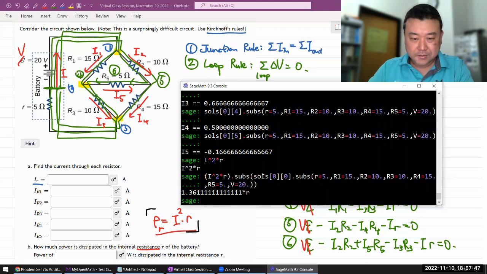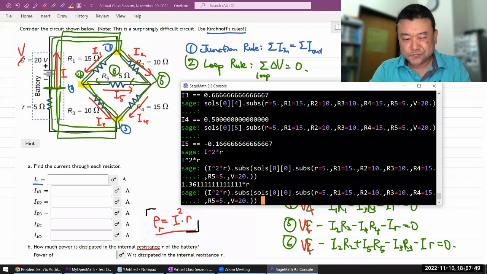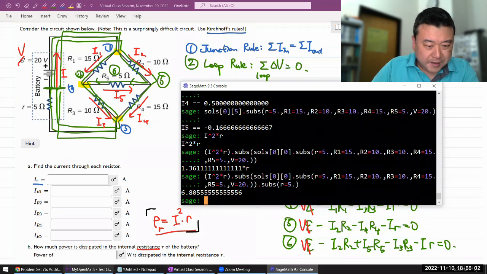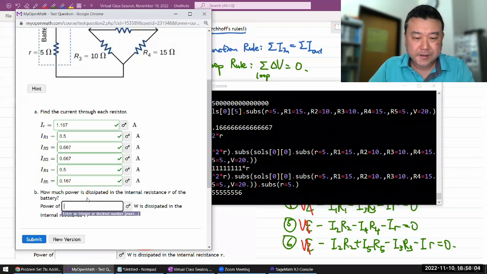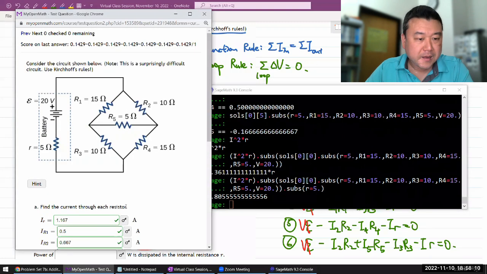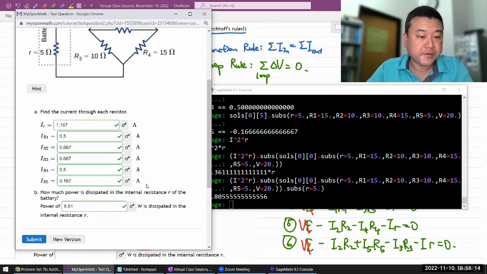I just need R, so let me do a second substitution. That seems easier. R is equal to 5. So yeah, 6.81 watt. I guess that feels large, but I think it's fine. 6.81. Yeah, it's kind of large, but you have fairly large voltage and small resistance, so I think that's right.